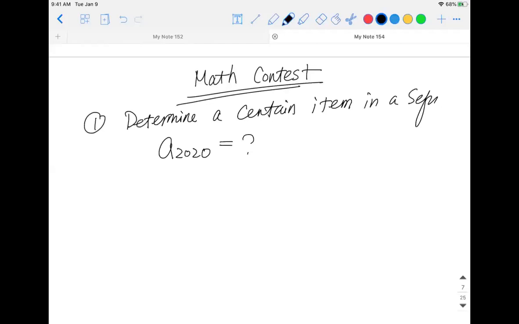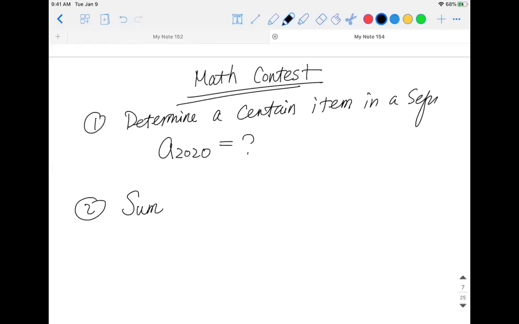Or sometimes, instead of asking you the value of a specific item in the sequence, they can ask you to see if this term is divisible by 7 or not. You're always looking at the properties of a specific item. The other big direction that math competitions keep testing is how to determine the sum. Think about it, right? That's pretty much all the big directions you're going to see in the math competition: a specific item or the total sum.